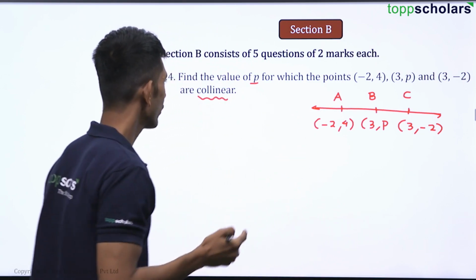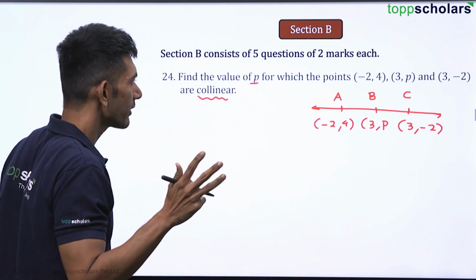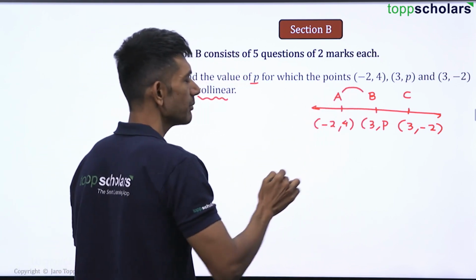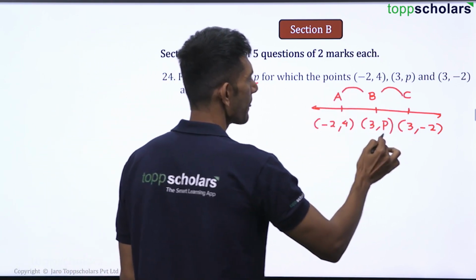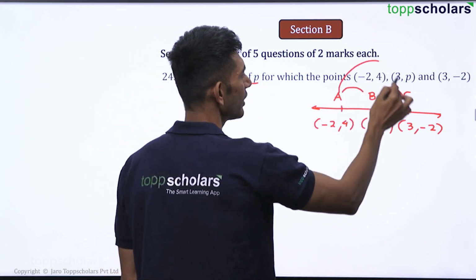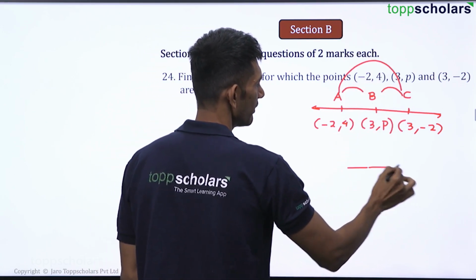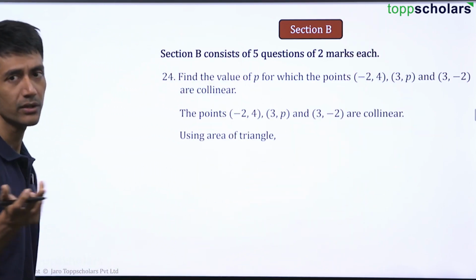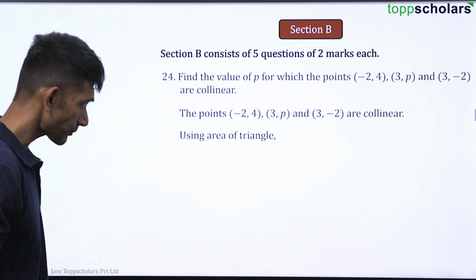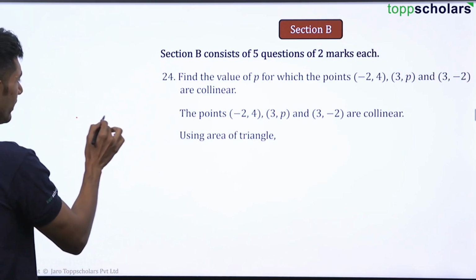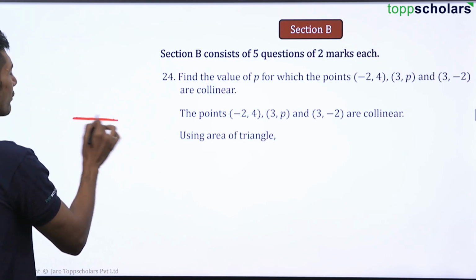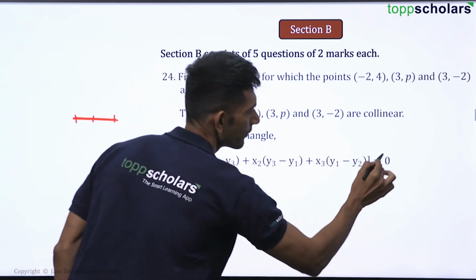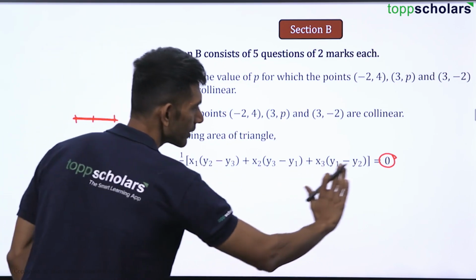So there are multiple ways of solving this. Whenever the 3 points are collinear, basically what we can do is find distance AB, find distance BC, and AB plus BC is equal to AC. Second is the area of triangle. That completely depends on your wish. If 3 points are collinear, the triangle does not form, right? So the area of triangle is going to be 0. And this is the formula to find the area of triangle.